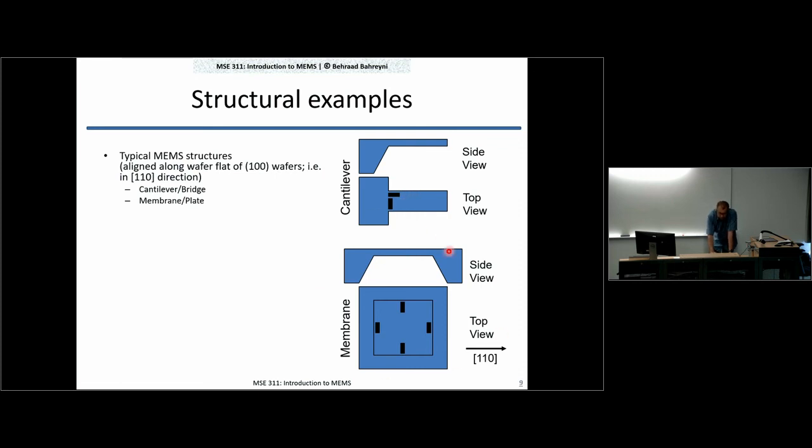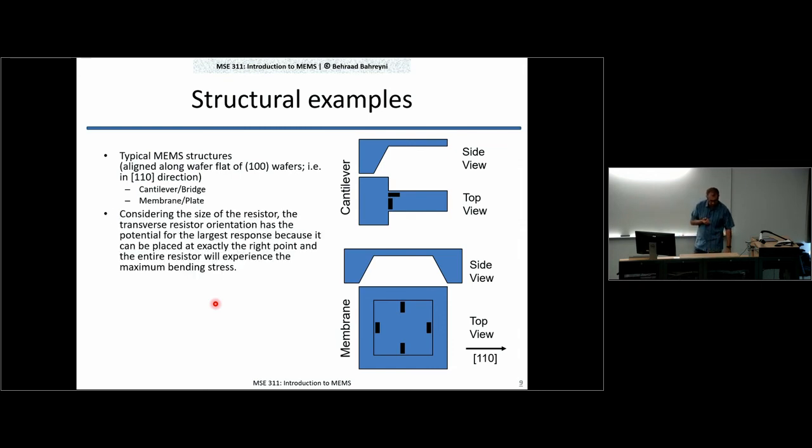If you have a membrane as shown below, you can have piezoresistors close to the edge of that membrane. So again, this is one that will give you a longitudinal stress here, but for this one it's going to be a transverse stress. And these are the typical geometries for applying piezoresistors to a structure.